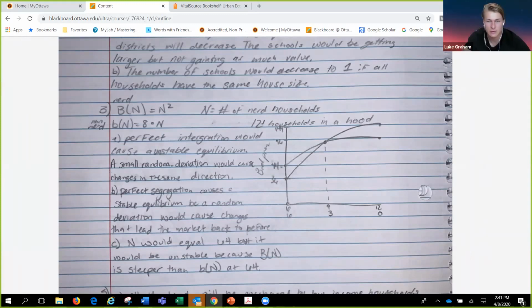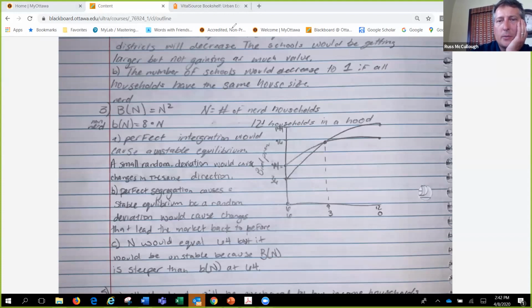So for the first one, we have 0 houses, 12 households in the neighborhood. At the very top of the graph would be 144 for the n squared, and then the 8 times n, it would be 96. Basically I just plotted where they'd be, because of how the question was framed.